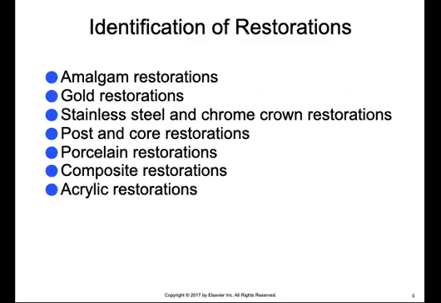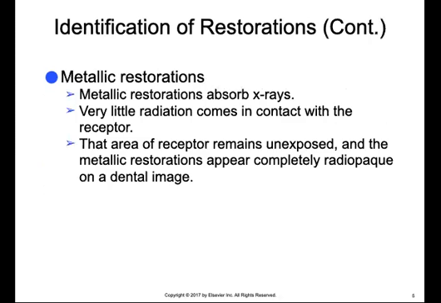Okay, so a variety of common restorative materials, including amalgam, gold, stainless steel, porcelain, composite, and acrylic, can be identified on dental images. Metallic restorations, such as amalgam or gold, absorb X rays, and as a result, very little, if any, radiation comes in contact with the receptor. Consequently, that area of the receptor remains unexposed, and the metallic restorations appear completely radiopaque or light or white on a dental image.